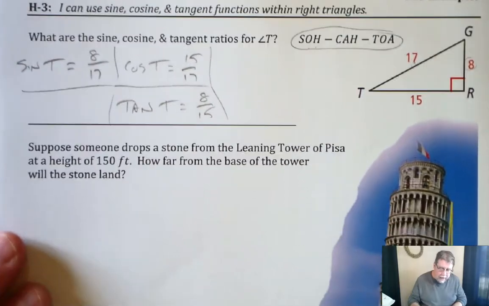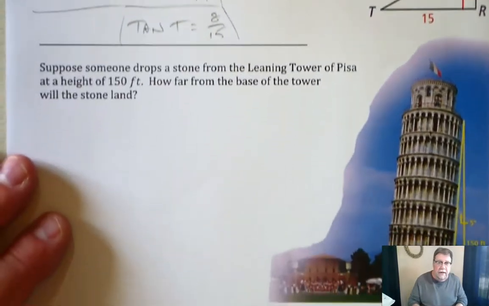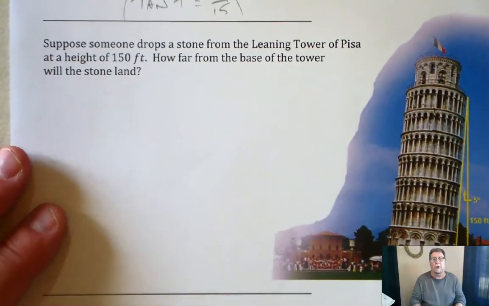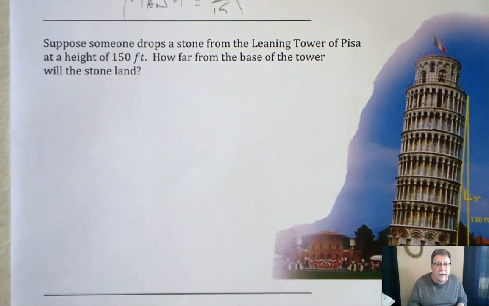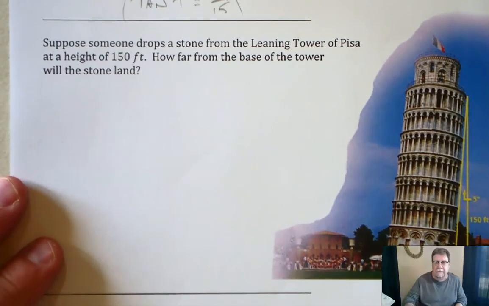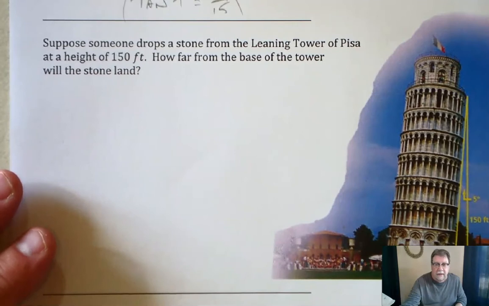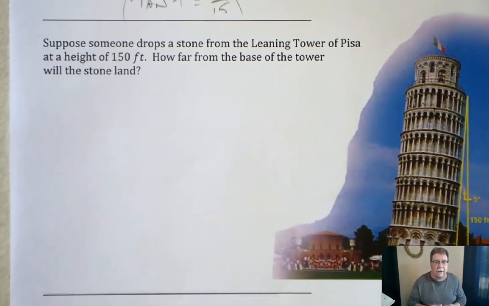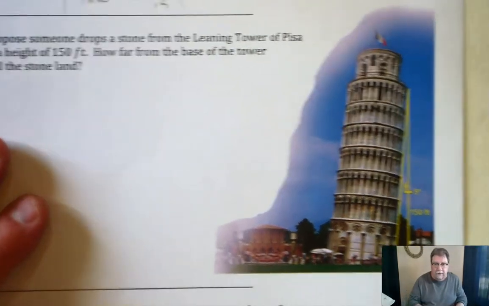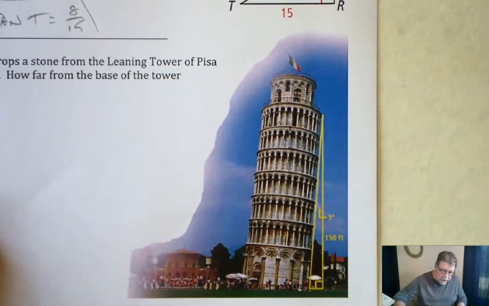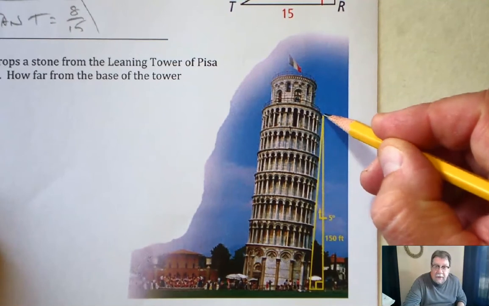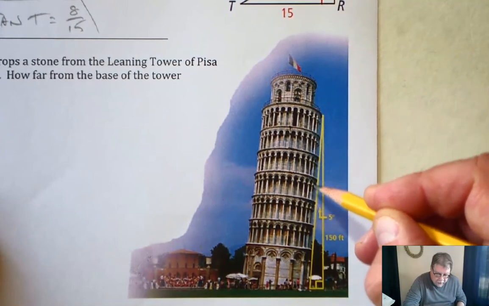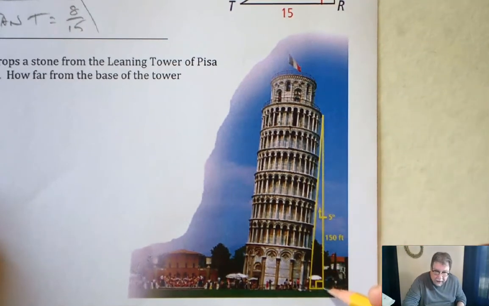All right, the next one is actually a real trigonometry question. Suppose someone drops a stone from the Leaning Tower of Pisa at a height of 150 feet. So if they did that, how far from the base of the tower would the stone land? So let me move this off my face. And so if we were standing up here and we dropped the stone straight down, it would land here. This distance is what we're looking for.